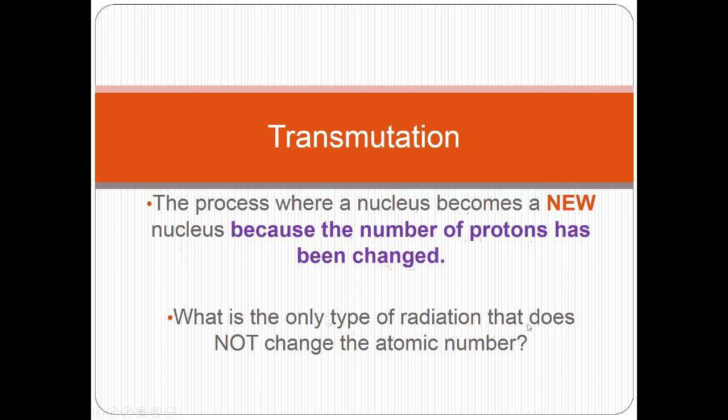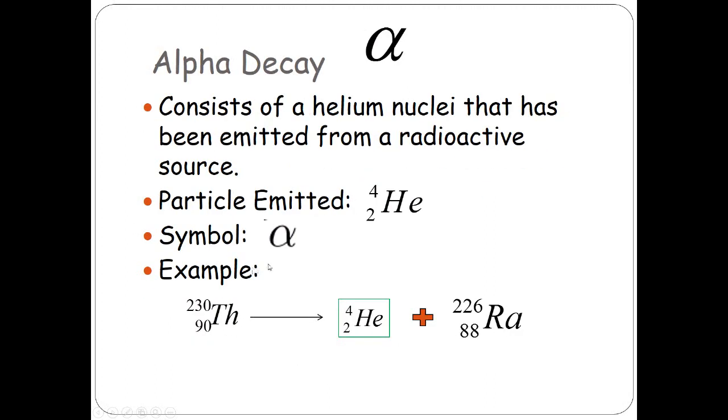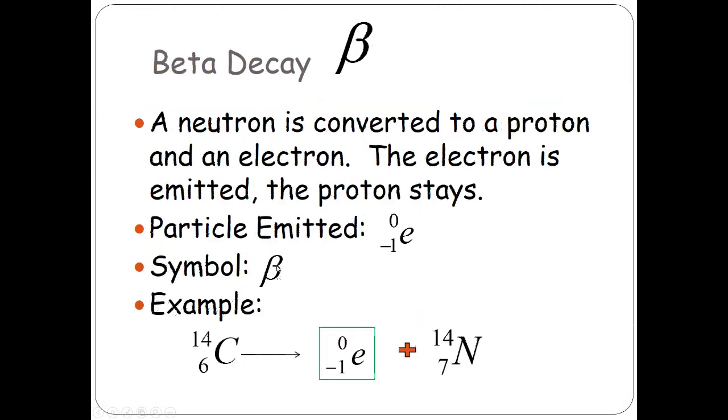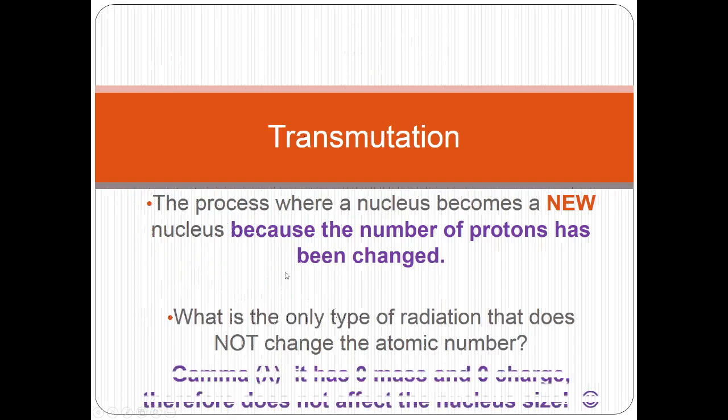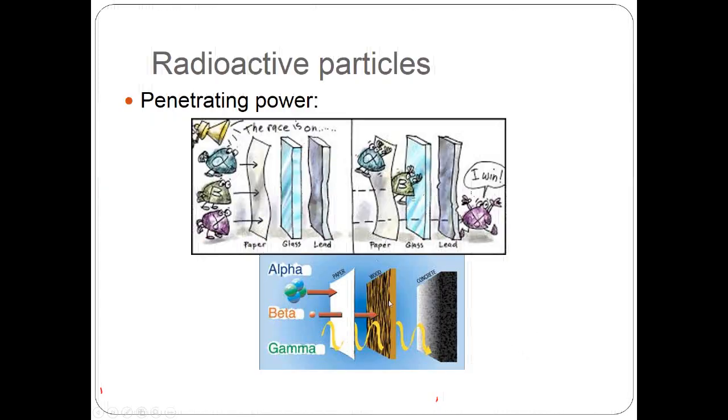All right, so the only type of radiation that does not change the atomic number of the 3 that we looked at, alpha, beta, and gamma, notice what was the only one that didn't change the nucleus, that didn't produce a new element? It was gamma, because gamma has no mass and no charge, so it doesn't affect the type of nucleus you have. All right. This cartoon illustrates the penetrating power.